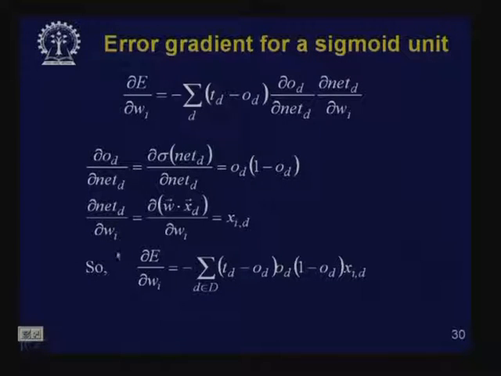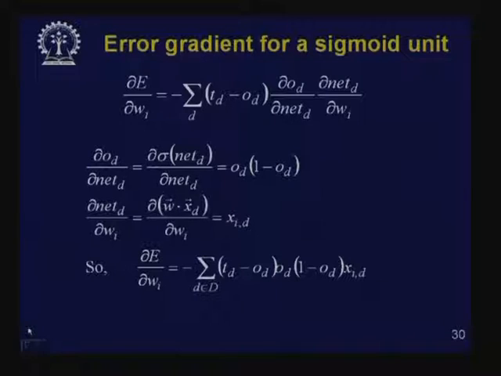And what is del net d by del Wi? Net d is nothing but the dot product of W and X, sigma Wi Xi. So, this is del of W dot Xd by del Wi. Now, you see that in the W dot Xd we have W0 X0, W1 X1, W2 X2. None of these terms depend on Wi except the term Wi Xi. So, this is nothing but Xi for the dth training example.